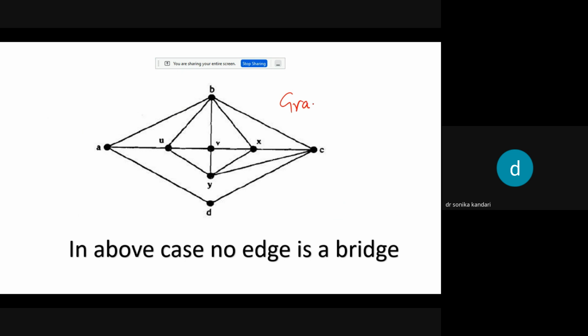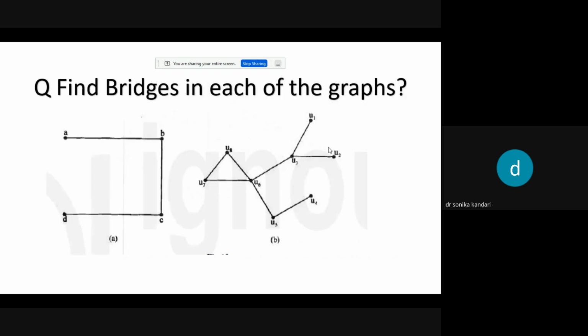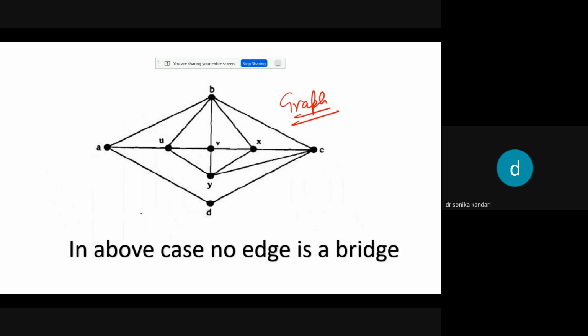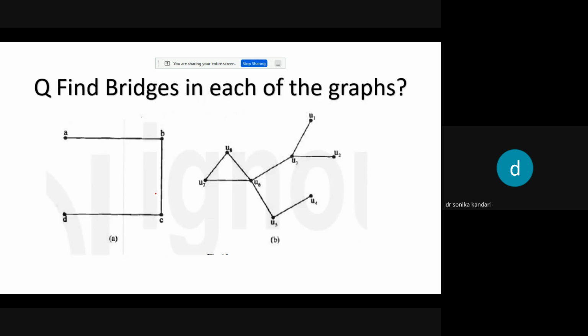What can you say about this graph? In this graph, there is no bridge. No edge is a bridge. So how can you convert it into two disconnected components? Is it possible? It is possible if we delete many edges. Yes, more than one edge. Fine.